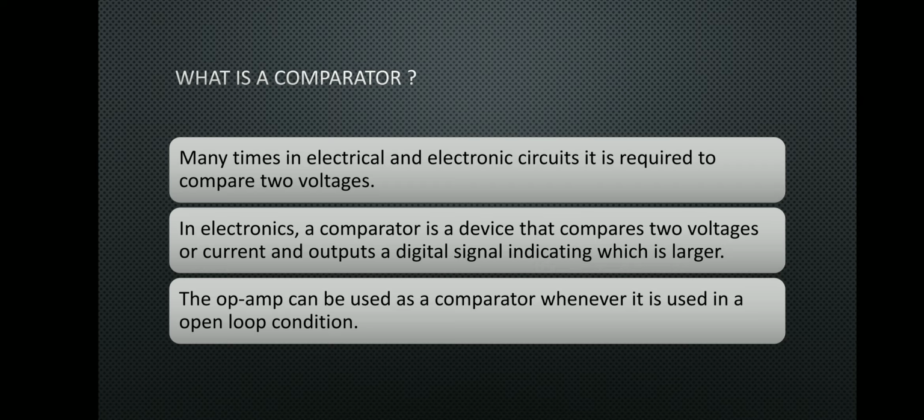The op amp can be used as a comparator whenever it is used in the open loop condition, that is, whenever the feedback resistor or the RF is removed, the op amp would act as a comparator.